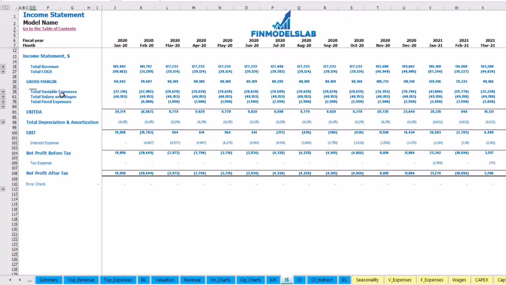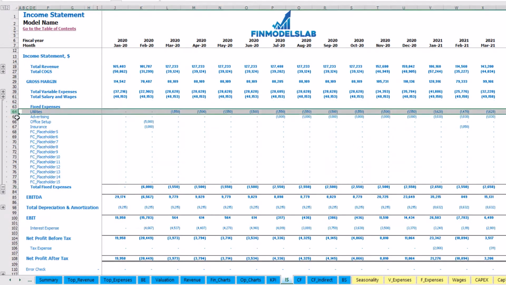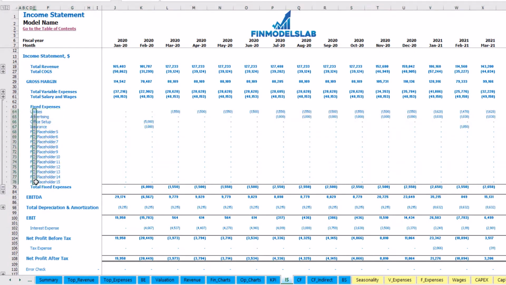Also in the income statement you may find the total fixed expenses group. If you ungroup this section, you can see these amounts broken down by months and by fixed expenses line items.